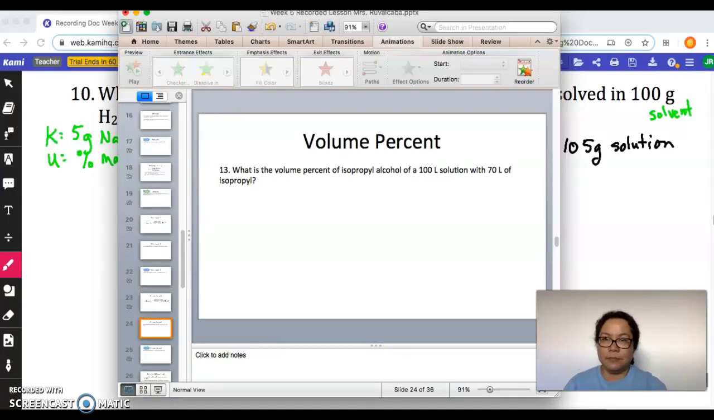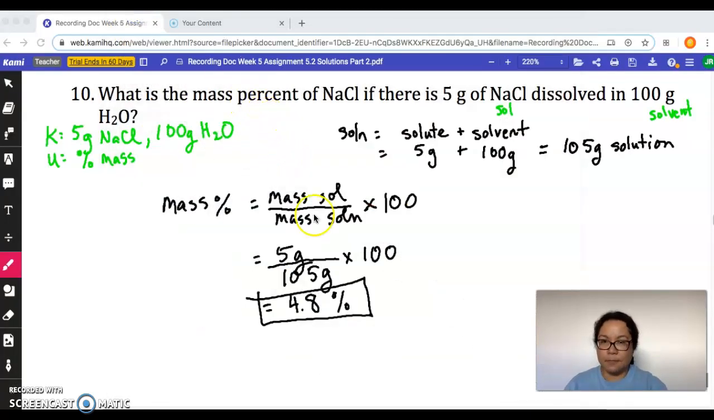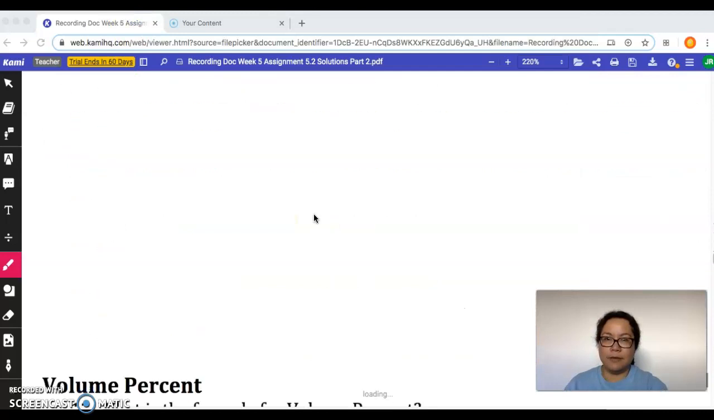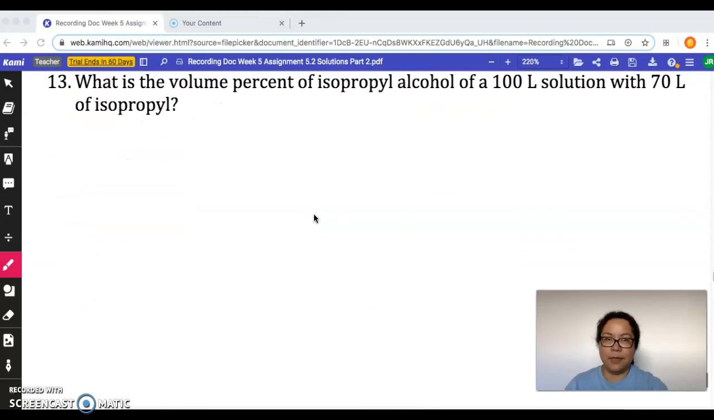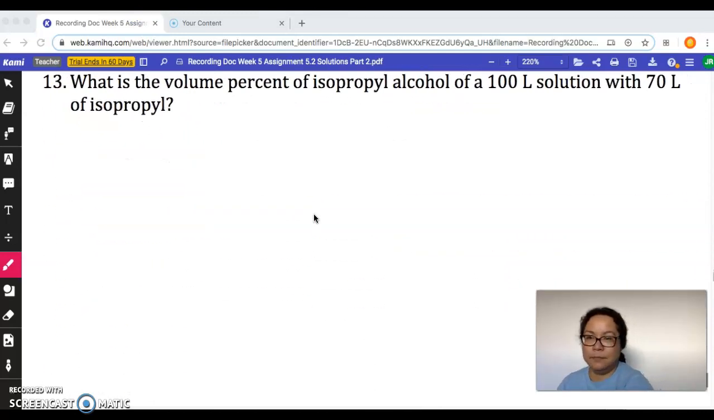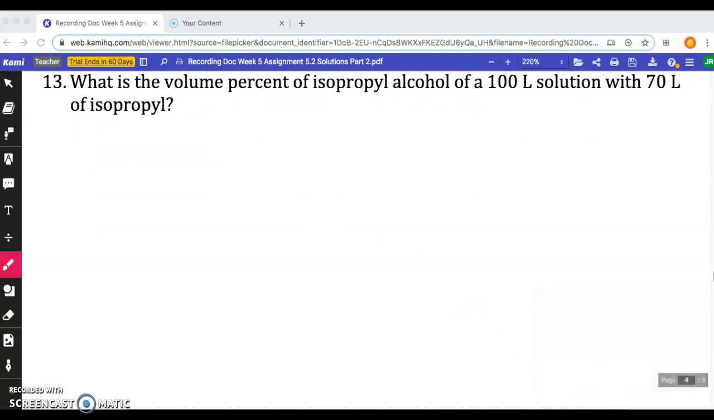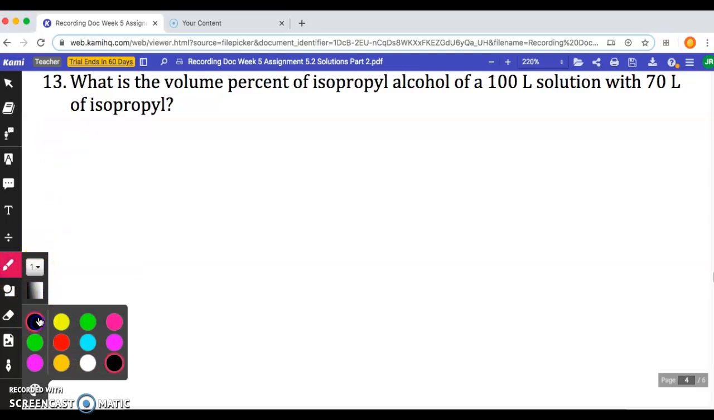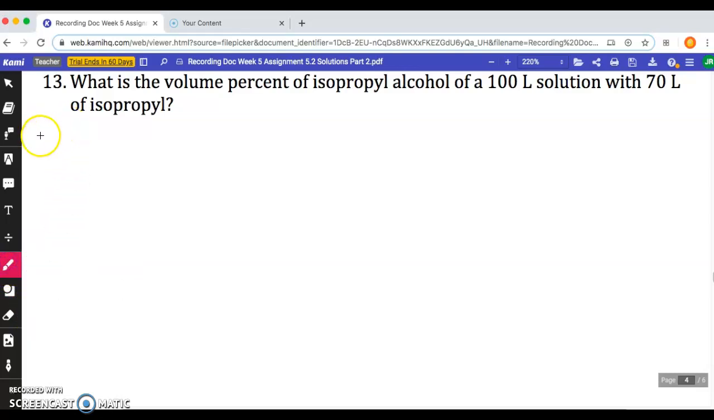Okay, minimize this and go on to number 13. Okay, there we are. All right, and let me make myself disappear again. Okay. So for number 13, again, like black. So let's find the known and the unknown.